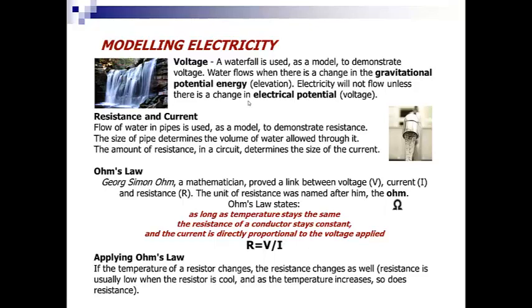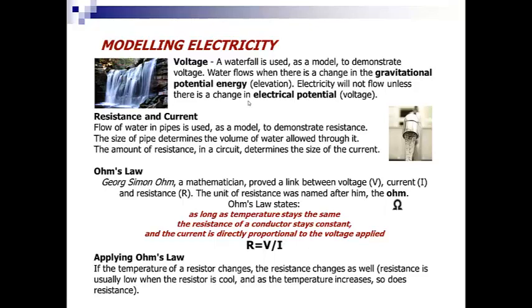Modeling electricity. Voltage. A waterfall is used as a model to demonstrate voltage. Water flows when there is a change in the gravitational potential energy or elevation. Electricity will not flow unless there is a change in electrical potential or voltage. Resistance and current. The flow of water in pipes is used as a model to demonstrate resistance. The size of the pipe determines the volume of water allowed through it. The amount of resistance in a circuit determines the size of the current.